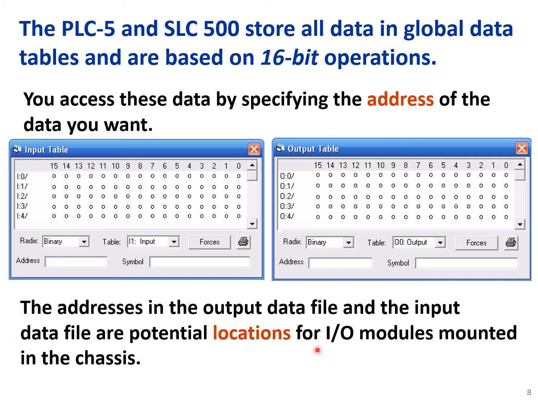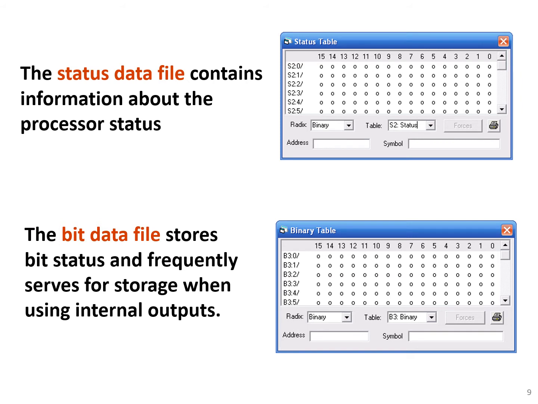So in the previous session, in the previous slide, we talked about the I/O module and the input and output points and how we could address I/Os based on the location. So it was one type of how we could address that, based on location in PLC5 and SLC500 PLCs. The status data file contains information about the processor status, and the bit data file stores bit status and frequently serves as the storage when using internal outputs.